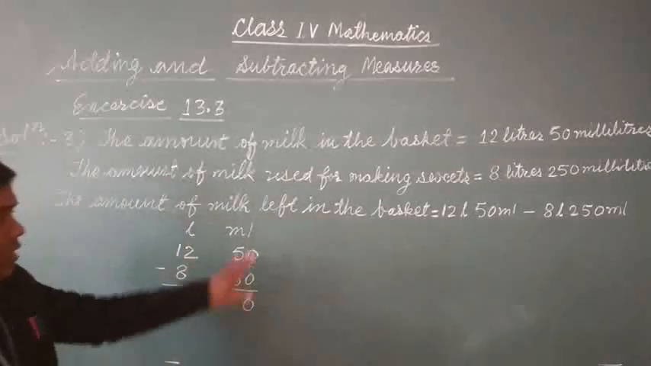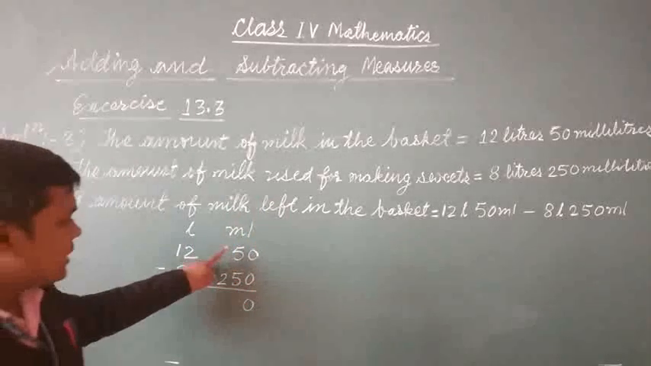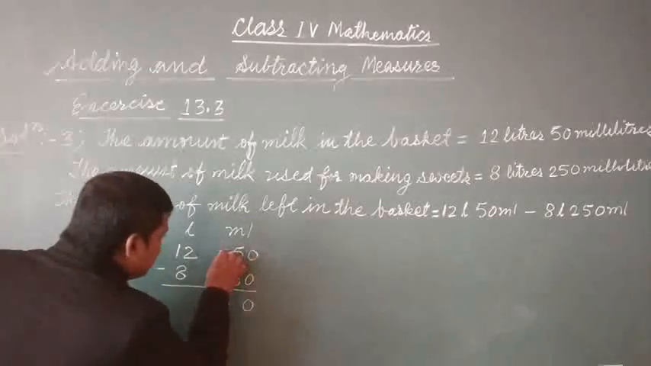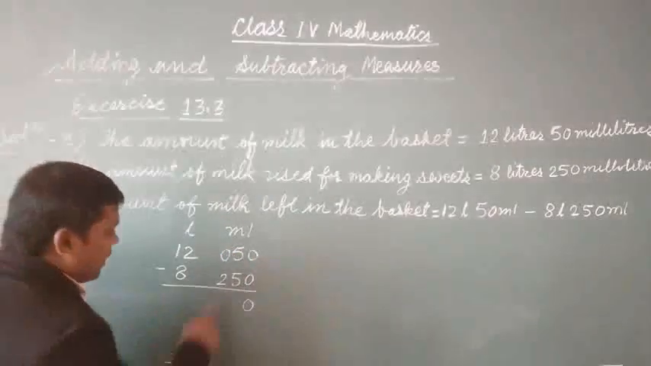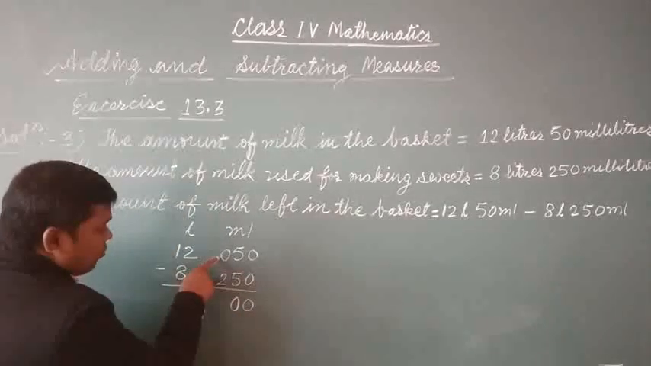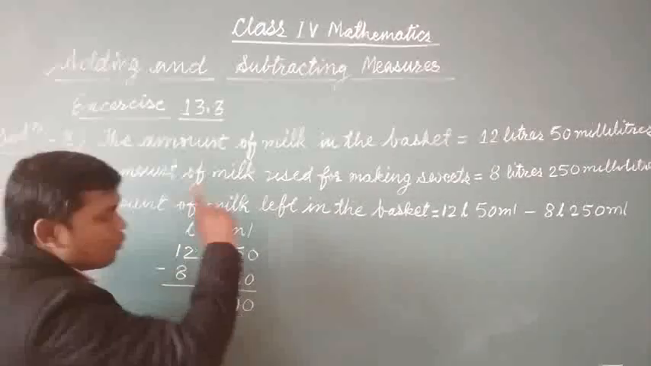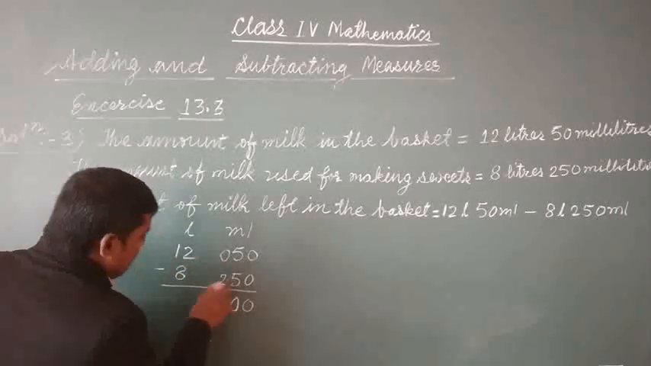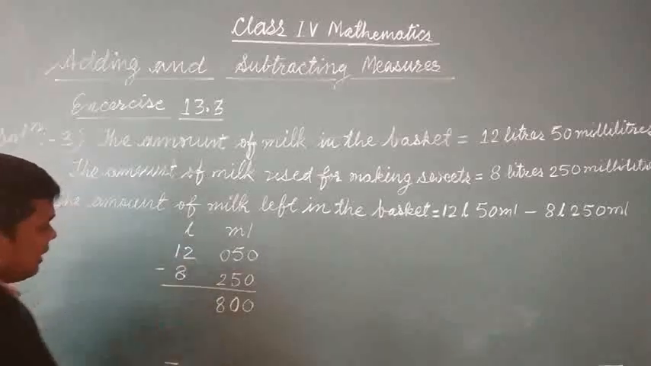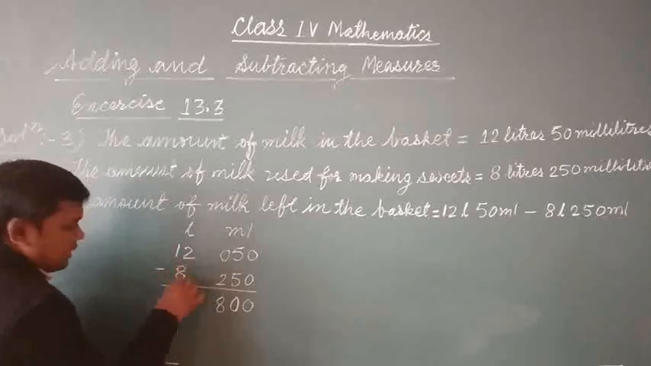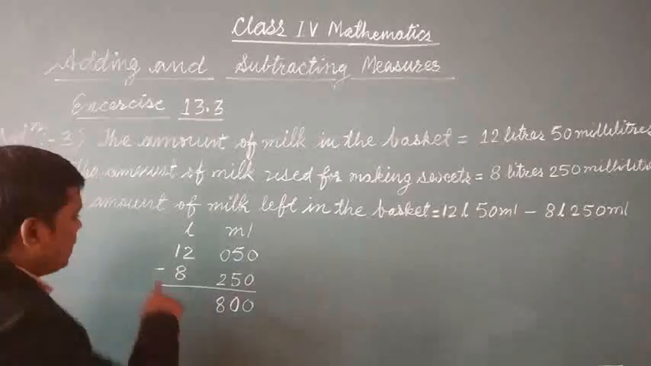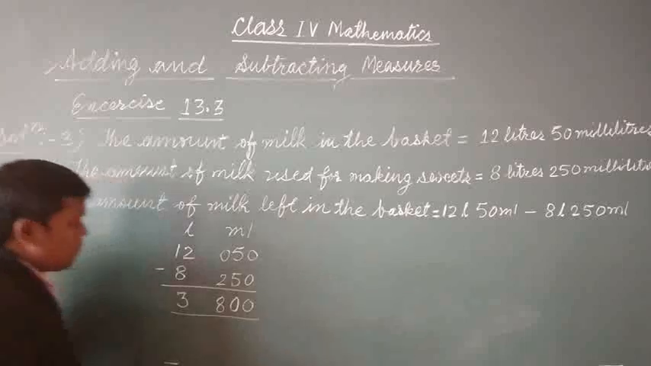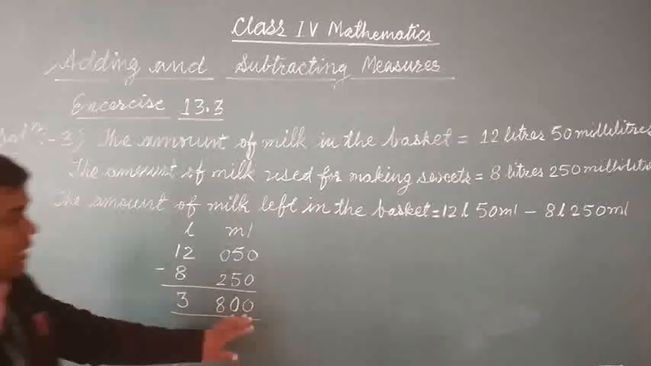As you know, 1000 milliliter equal to 1 liter, but here we have only 50, so here we consider 0. Now 5 minus 5, 0. From 0, 2 will not be subtracted, so we take 1 borrow, and it will be 10 minus 2, 8, and here will be left 1, and then 1 minus 8 not possible, so we take 1 borrow from here, so it will become 11 minus 8, 3. Means our answer will be 3 liter 800 milliliter.